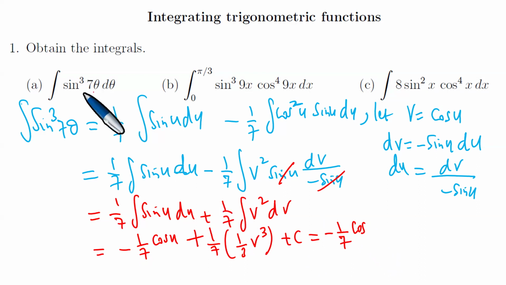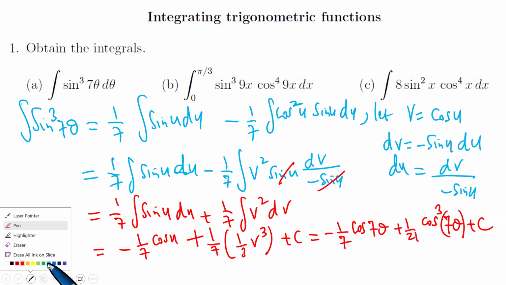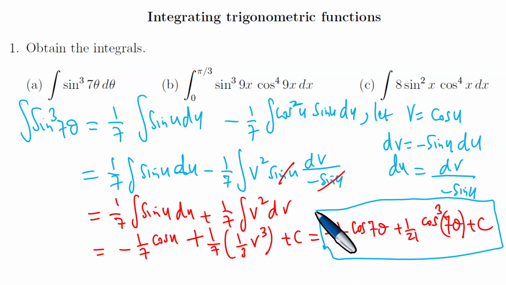We remember that u was equal to 7 theta, so you put 7 theta. And then the 7 times 3 gives 1/21 in the denominator. The v is the cosine of u, but u is 7 theta, plus c. And this is exactly the solution to this problem. Take a look and reason with us.